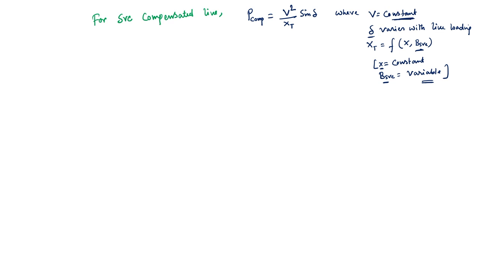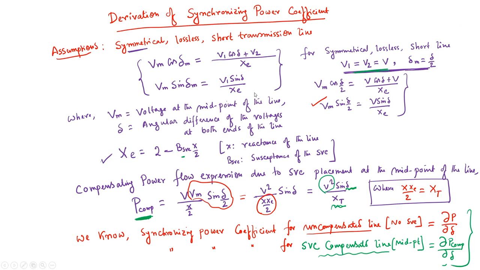So, therefore, what we have to see is we know that X_T is a function of X and B_SVC. In fact, X_T is equal to X plus X_C by 2, where X_C we know that it is equal to 2 minus B_SVC multiplied by X by 2. Okay. So, that is already determined in the last lecture, that is this expression.